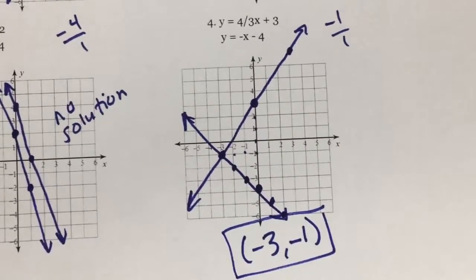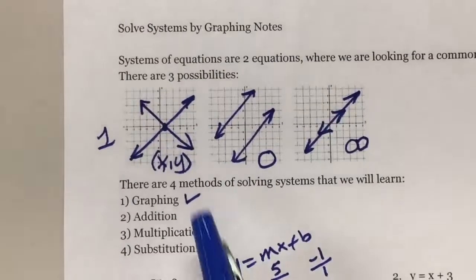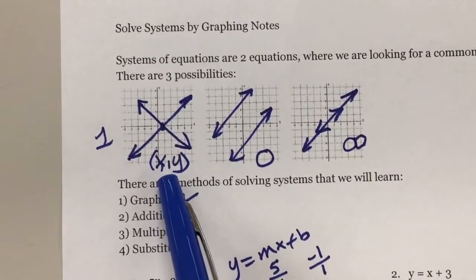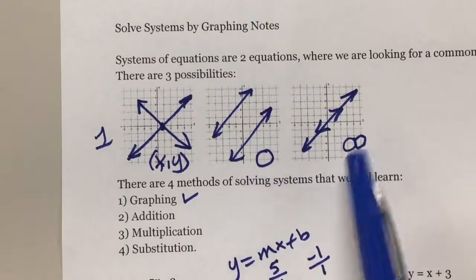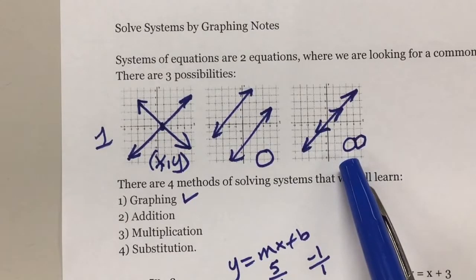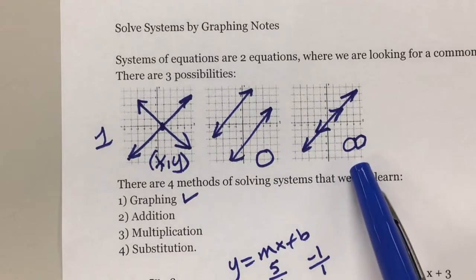So for solving a system of equations by graphing, you simply graph the two equations and then try to find the point where they cross. We have 3 options for your answer. They may cross in one spot, in which case you list the point x, y where they cross. They may never cross, and you say there's no solution. Or they could cross everywhere, meaning they're the same line, in which case we say there are infinite solutions.